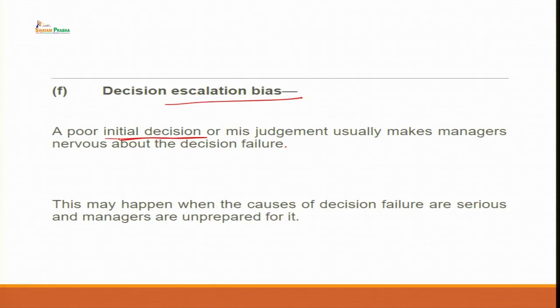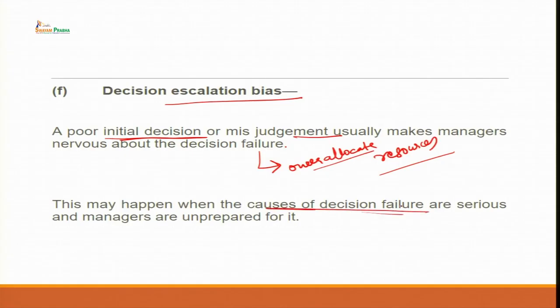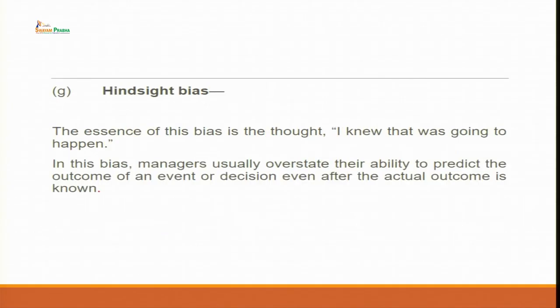Decision escalation bias. A poor initial decision or misjudgment usually makes a manager nervous about decision failure, and in such situations the manager attempts to over allocate resources out of fear, to save the decision even if it has very high failure prospects. They believe that if they do this exercise of over allocation, there is a possibility that they may have a gain in the end. This may happen when the causes of decision failure are serious and managers are unprepared for it.